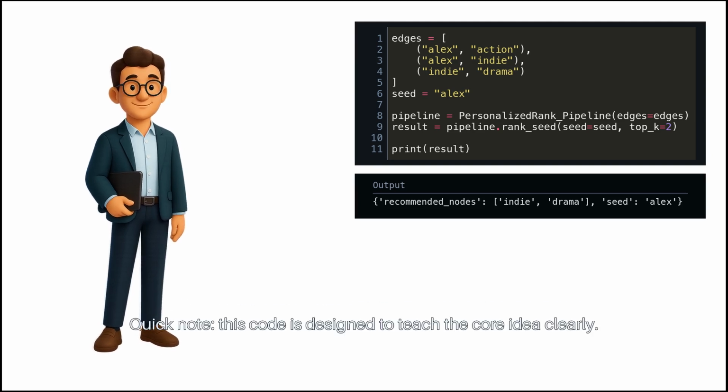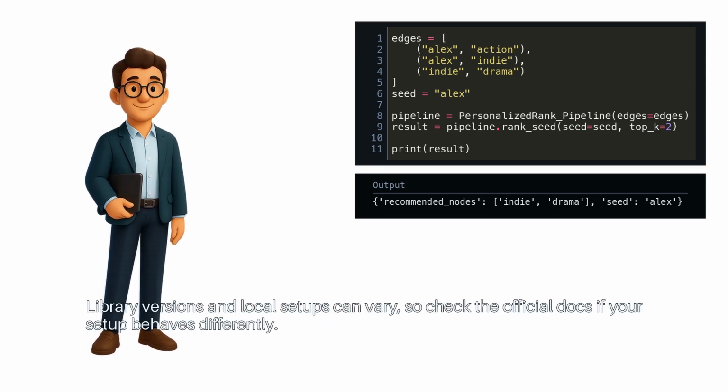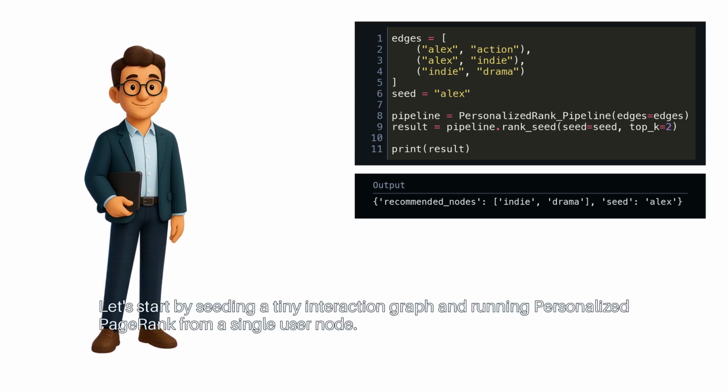Quick note, this code is designed to teach the core idea clearly. Library versions and local setups can vary, so check the official docs if your setup behaves differently. Let's start by seeding a tiny interaction graph and running personalized PageRank from a single user node.